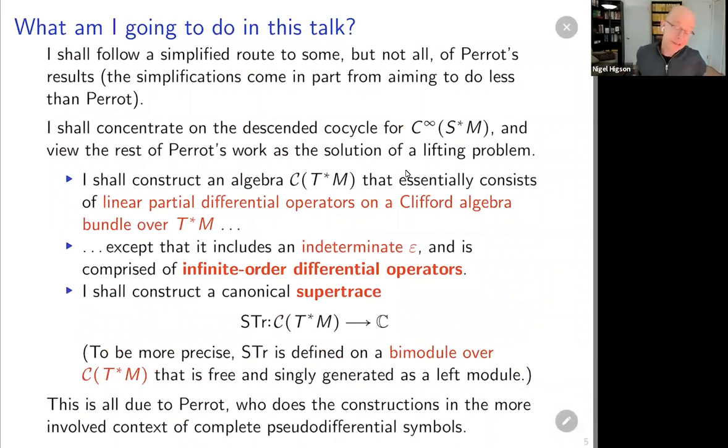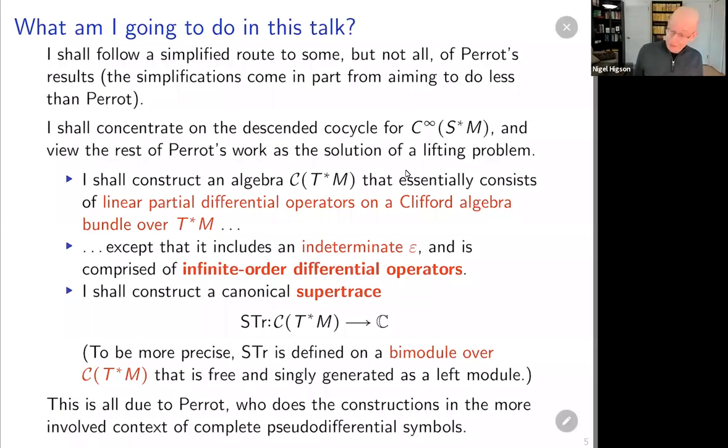I'm not exactly going to go through Perrot's paper. I'm going to take a sort of semi-classical limit of Perrot's paper and describe a simplified version, which is a little more geometric in nature. So I shall be barely talking, apart from these introductory slides, about pseudo-differential operators at all. Instead, I'll be talking about functions on the cotangent bundle, which are more or less some semi-classical version of pseudo-differential symbols, and differential operators on the cotangent bundle as well.